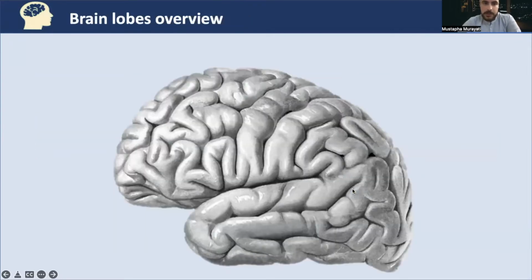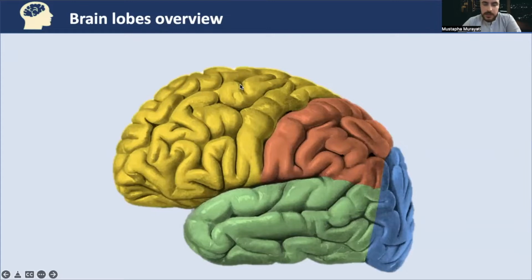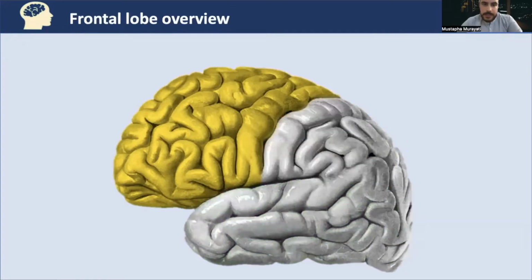Let's recap the brain lobes surface anatomy we took in the last presentation. And here's the lateral surface of the cerebral cortex. And here are the brain lobes. The yellow one is the frontal lobe, the orange one is the parietal, the occipital in blue, and the temporal in the green. Here are the main four brain lobes. We'll start from the frontal lobe.